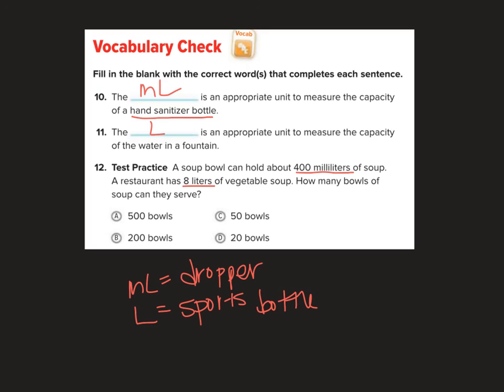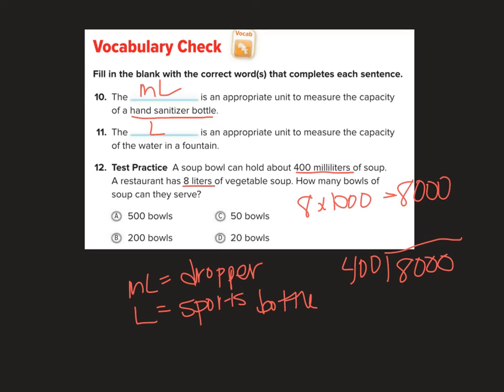So let's turn 8 liters into milliliters. So I just have to do 8 times 1,000 or 8,000. And I'm going to divide that by 400 milliliter bowls because now 8,000 milliliters is the same as 8 liters. So if I divide this out, 800 divided by 400 would be 2, minus 800. 0 divided by 400 is 0, so it's going to be 20 bowls.